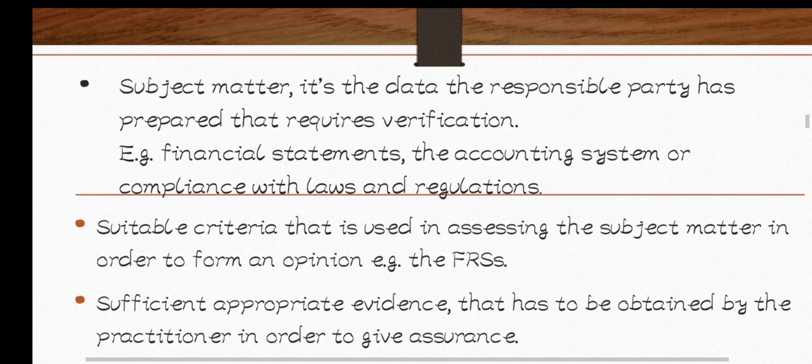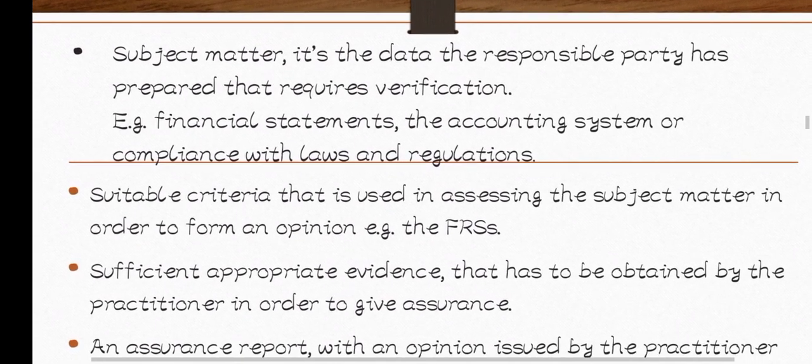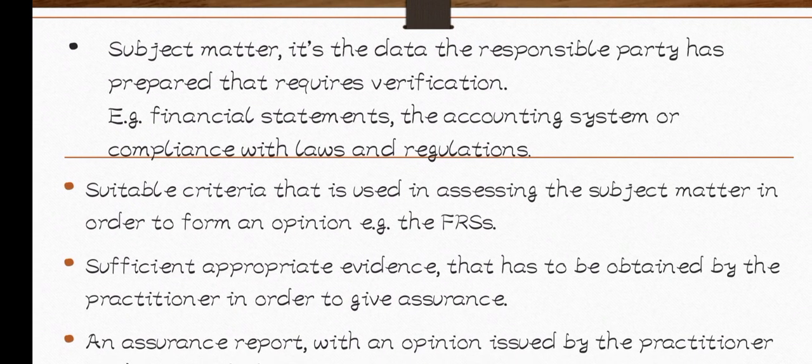Then the second element is the subject matter. Subject matter is the data the responsible party has prepared that requires verification. For example, the financial statements, the accounting system, or checking whether the company is complying with the laws and regulations of the country and all of that. So that's what we call the subject matter. It's the second element. The first one is the three-party relationship. The second one is the subject matter, which is the data the responsible party has prepared that requires verification.